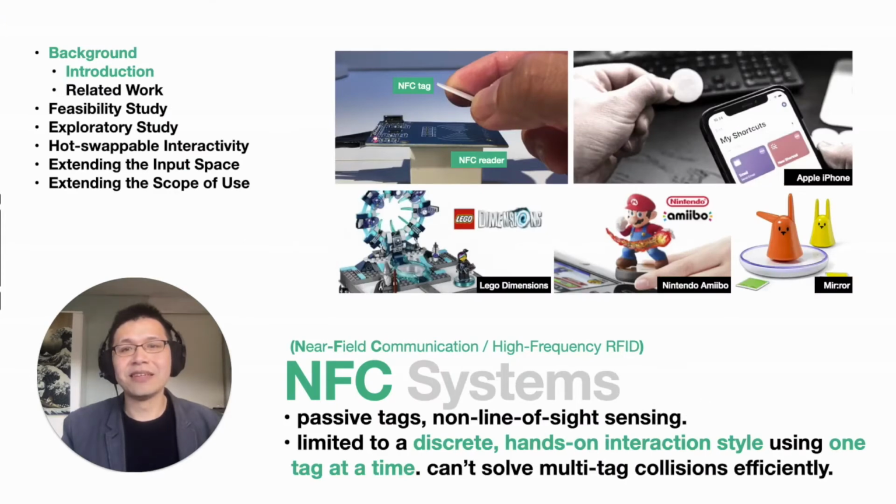First of all, NFC systems are passive tagging systems that support non-line-of-sight sensing. They have been embedded in many devices, but they have also been limited to a discrete, hands-on interaction style, using one tag at a time, because they cannot resolve the collisions of multiple tags efficiently.